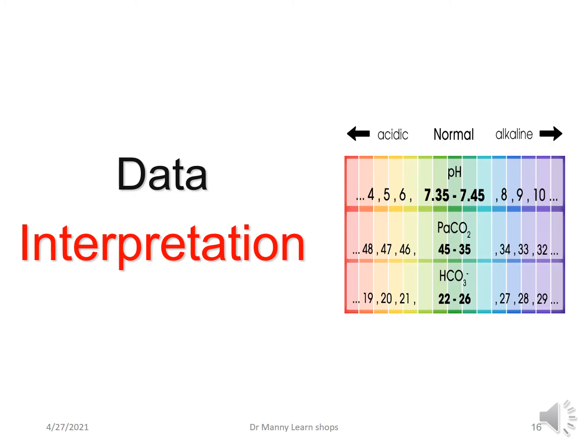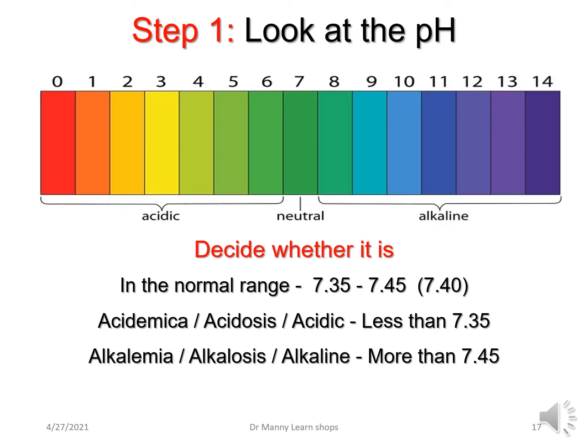So when we interpret an arterial blood gas sample, what are we doing? First of all, step 1 is look at your pH. And I always look at the pH because the pH basically tells you a story. And the story is, is there an acid-base problem? Is it in normal range, 7.35 to 7.45?